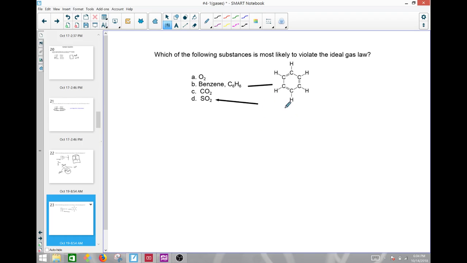Just a quick little picture of benzene. No lone pairs and highly symmetrical.